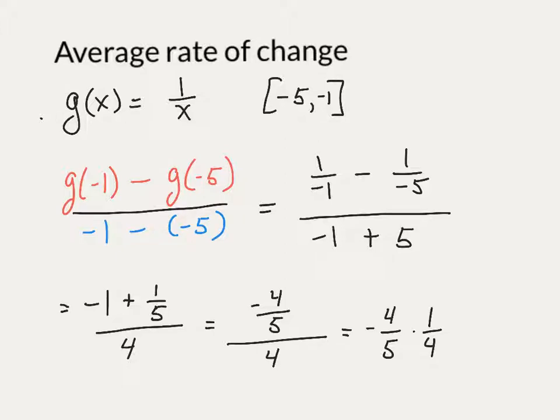Think about it this way. This 4 and this 4 will cancel, and I'm left with a final answer of -1/5. So the average rate of change of this function g of x on the interval -5, -1 is -1/5. So on average on this interval, the output of g of x goes down by 1/5 every time the input goes up by 1. That's our average rate of change. I hope these were helpful, and I'll see you next time.